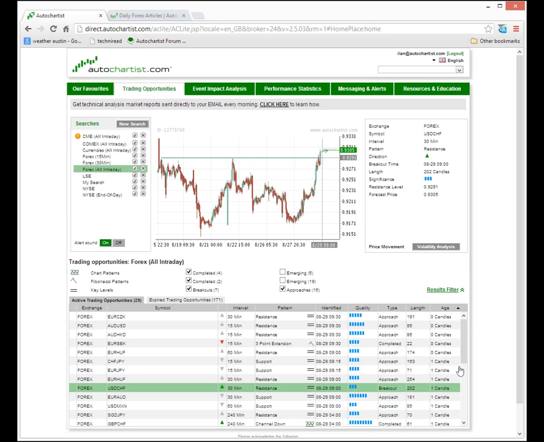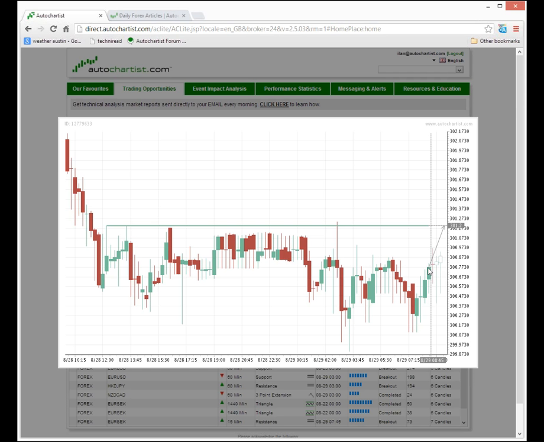And lastly, and one of the most important indicators on the Autochartist trading opportunity screen is this age column, and I'll tell you why that's important. Age basically refers to how old this pattern is in the number of candles. So for example, we look at this opportunity, Australian dollar, US dollar, it's got 0 candles in age, which means that it is brand new. These are the latest patterns.